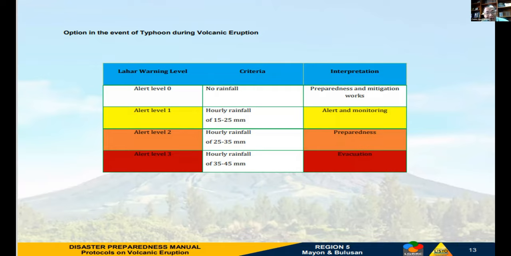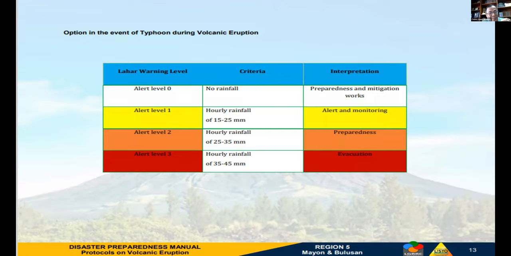So makikita natin dito, kaya dinagdag din namin ito sa manual so that we will be able to consider yung trigger in decision making. When are we going to evacuate people? Who are they? And where are they going to be transferred during lahar?